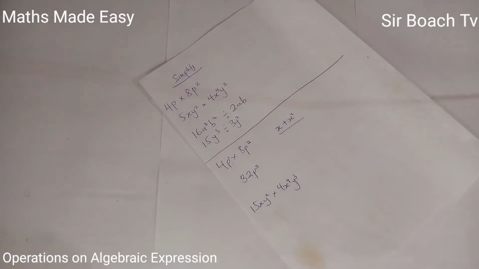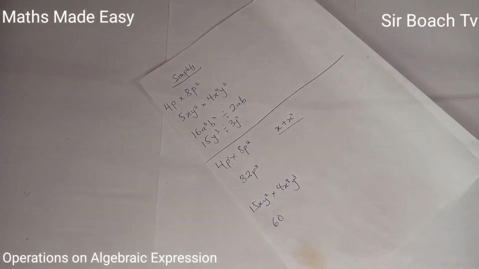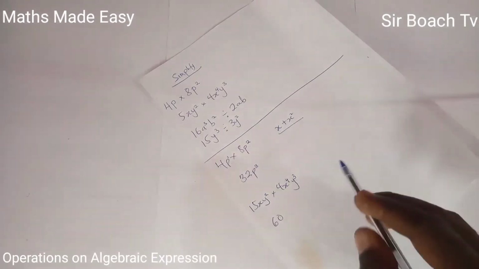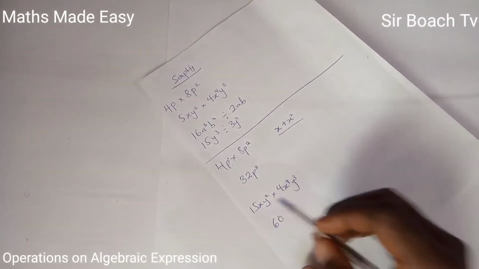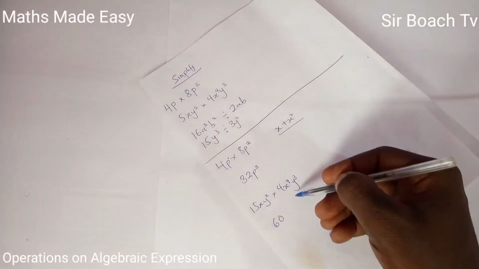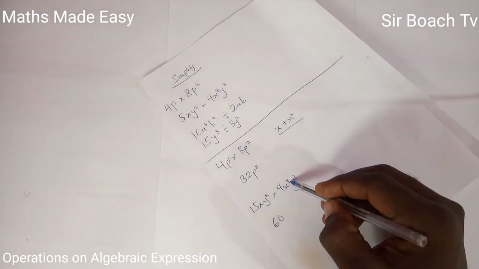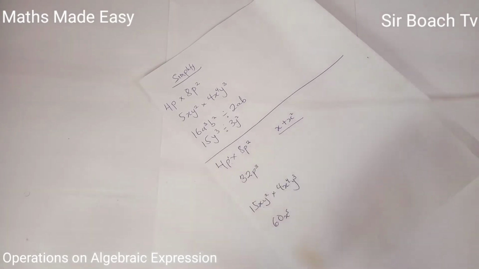Now let's start with the numbers. 15 times 4 will give me 60. Then we go to x times x raised to the power 4. The x has an invisible power of 1, and it's multiplying another x. So when they are multiplying, we add the powers. So we'll get x raised to the power 4 plus this power of 1, making 5. So we get x to the power 5.